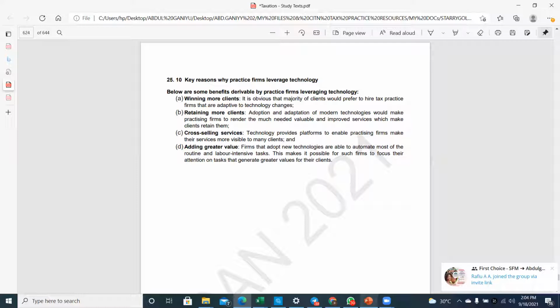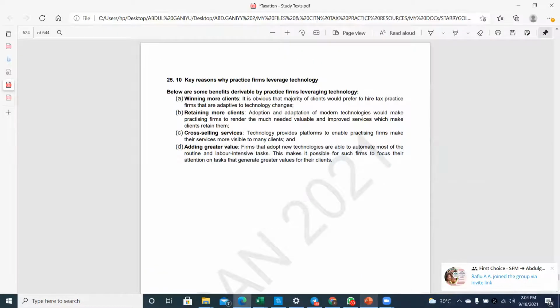They will have cross-selling services. Technology provides platforms to enable practicing firms make their services more visible to many clients. And lastly, we have adding greater value. How do you add value to your clients? Firms that adopt new technologies are able to automate most of the routine and labor-intensive tasks because the adoption of technology reduces time spent on job. It reduces costs and the like. So your ability to deliver timely is part of adding value to your client's business.